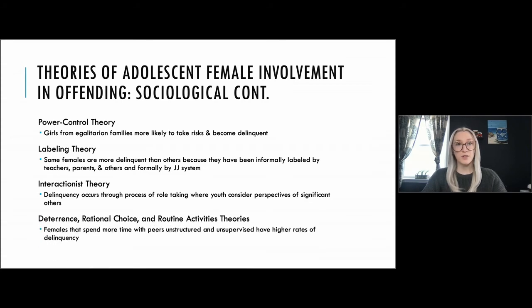Then you have deterrence. They lump deterrence, rational choice, and routine activities theories all together. So females who spend more time with peers during time that's unstructured and unsupervised are going to have higher rates of delinquency. But that's also very similar to males. When youth aren't engaged in structured activities, which is one of the big things that we push with youth on probation, when they are unsupervised and they have terrible ideas, as youth do when they get together in groups, they're more likely to engage in delinquent behaviors.